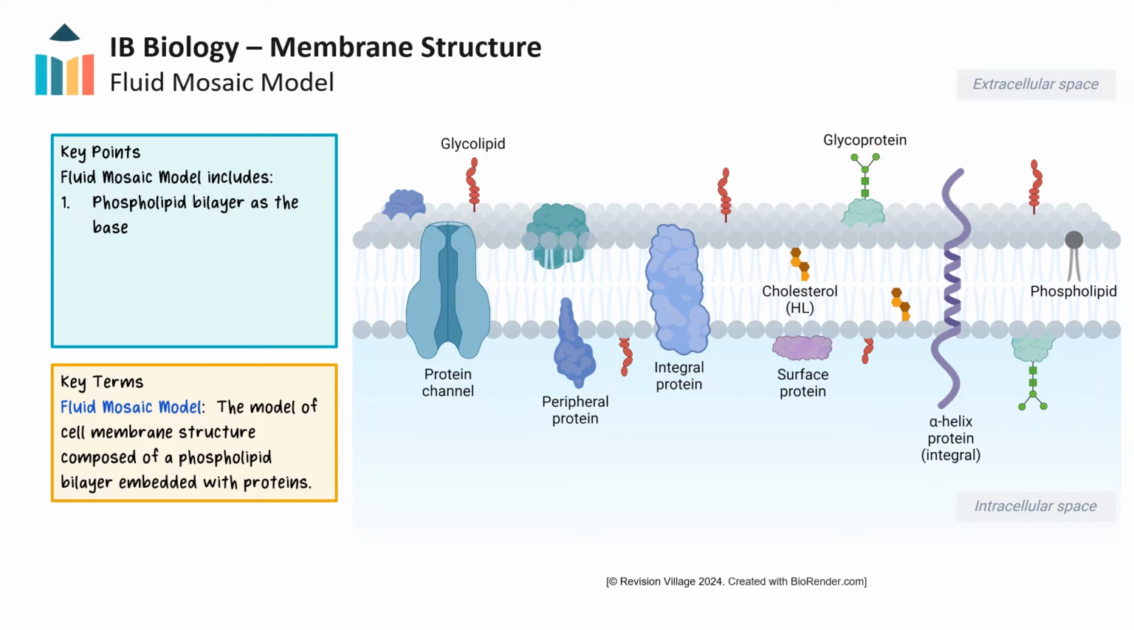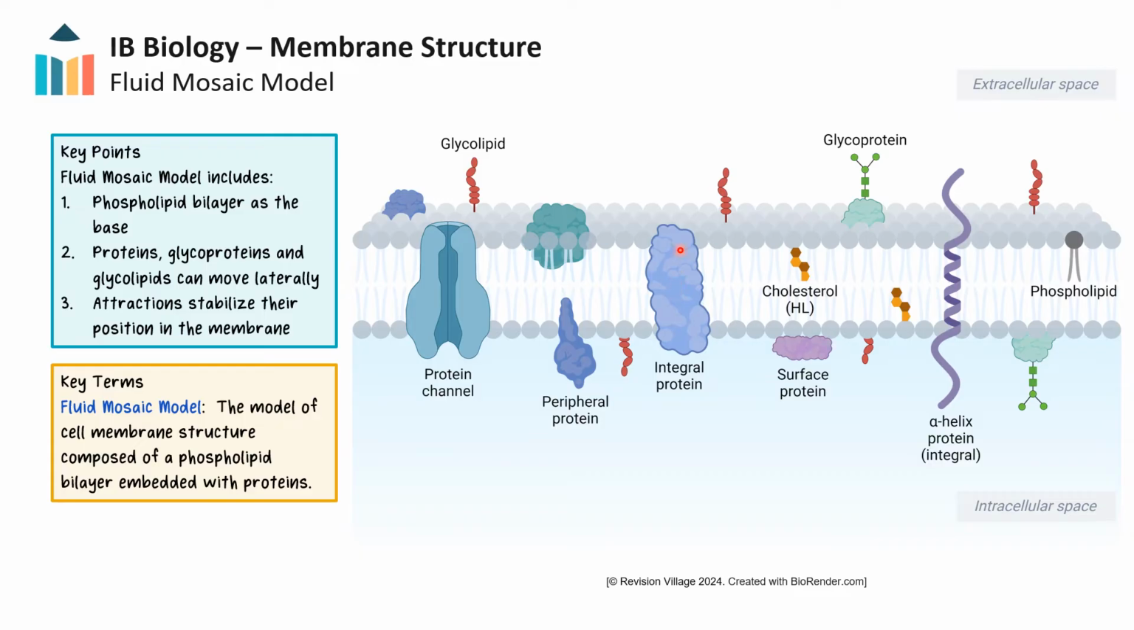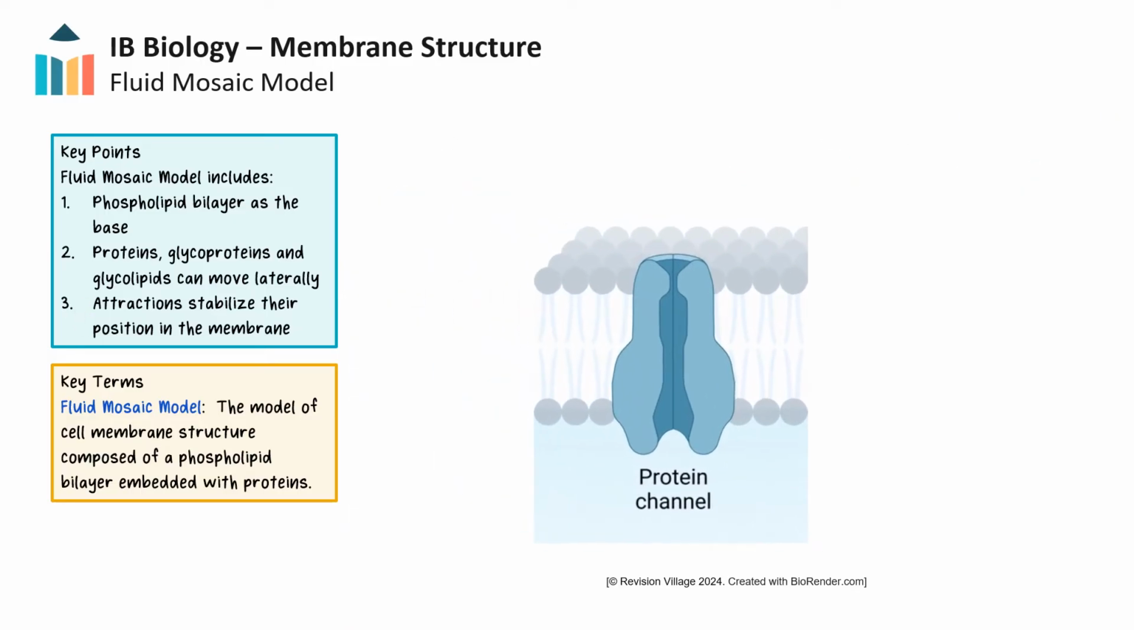The phospholipid bilayer forms the fundamental structure of the membrane, and molecules are either fully or partially embedded into the membrane, such as those seen here, some of which span the entire membrane while others do not. These pieces are also fluid and can move laterally through the membrane and sometimes interact with each other. If a protein, glycoprotein, or glycolipid is embedded in the membrane, then they will have attractions that align with the membrane, which stabilizes their positions.